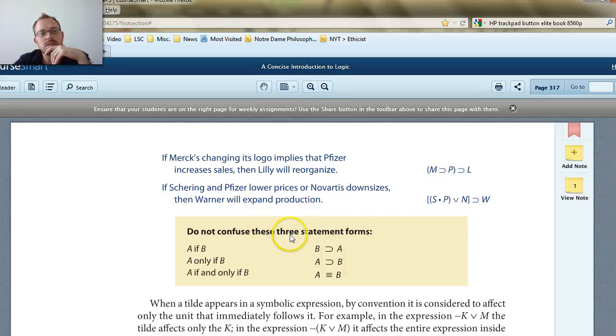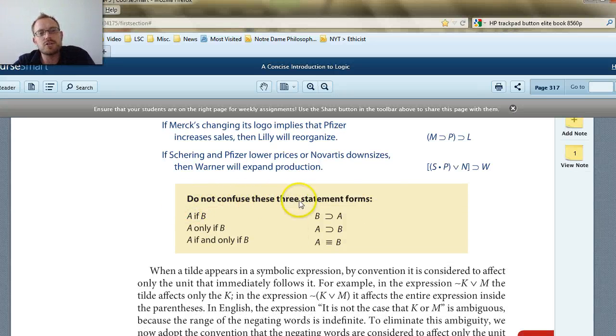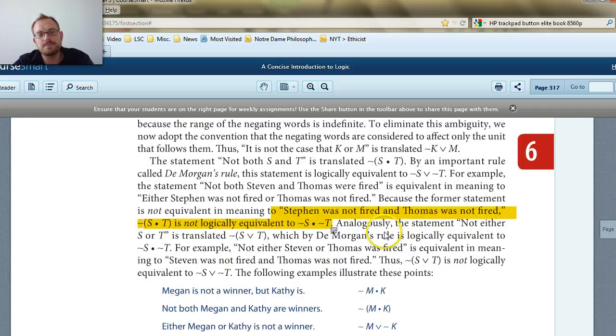Now here's something really important that we should put in here: you shouldn't confuse these statement forms. If I say A if B, remember the B goes first because it really means if B then A, right? A only if B, right? And A if and only if B, right? So make sure to not get too confused with these sorts of things.